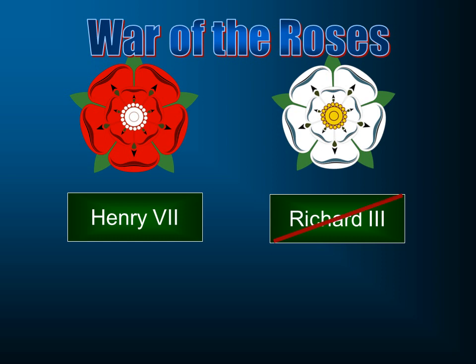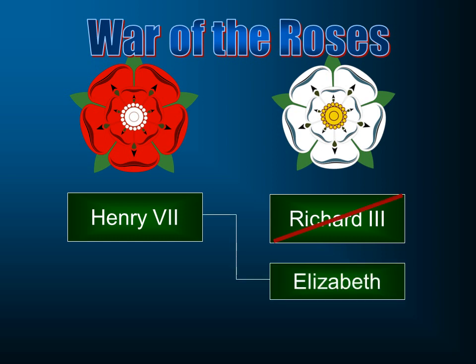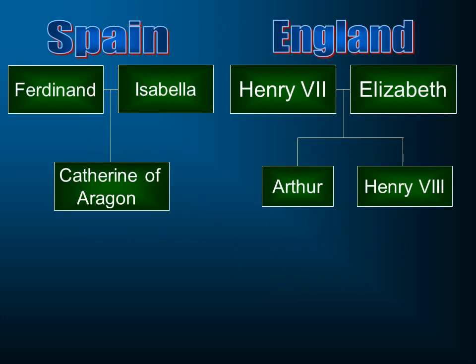As a result of Richard being slain, you have Henry VII bringing these two houses together by taking in marriage Elizabeth. She's from the House of Lancaster, and so we have these two houses that are going to come together, and they will produce an heir. So notice in England we'll have Henry VII and Elizabeth. They will have two sons. One is named Arthur. It's a great name for a king. And then the younger son will be Henry VIII.